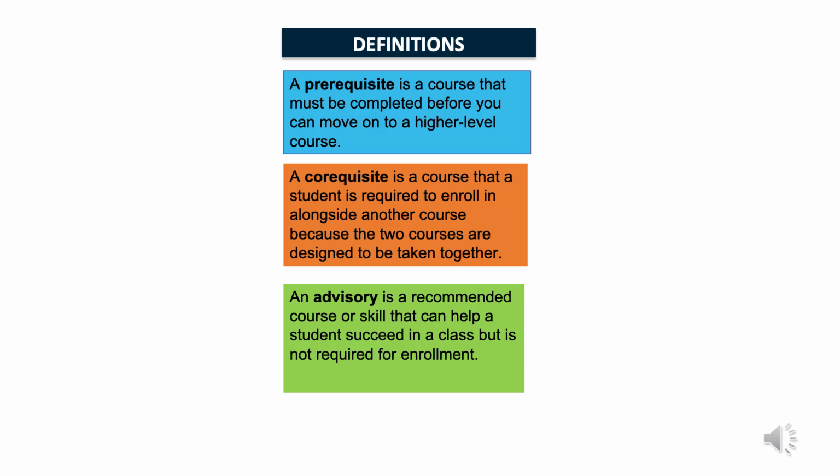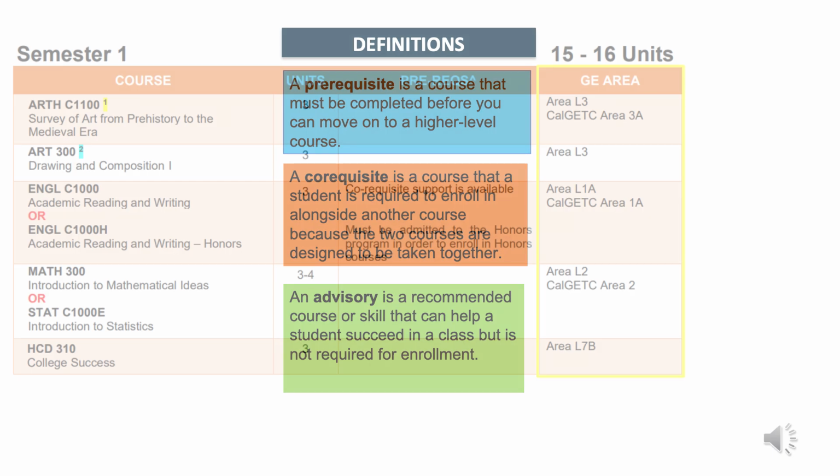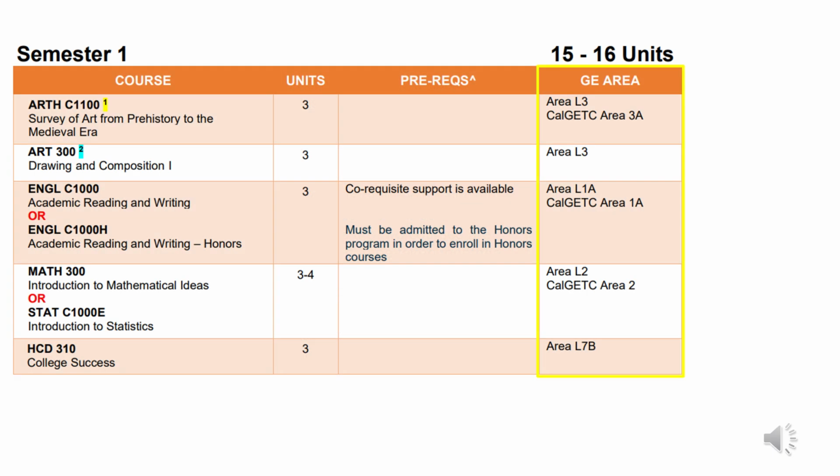An advisory is a recommended course or skill that can help a student succeed in a class, but it is not required for enrollment. Finally, let's look at the GE column. GE stands for General Education. This section identifies which general education graduation requirement each course satisfies at CRC, helping you make progress towards both your major and your degree requirements.